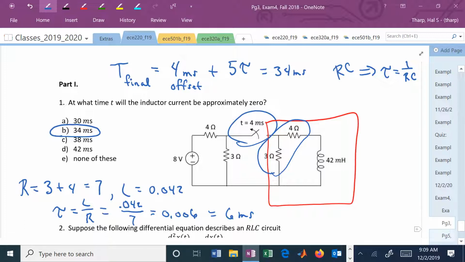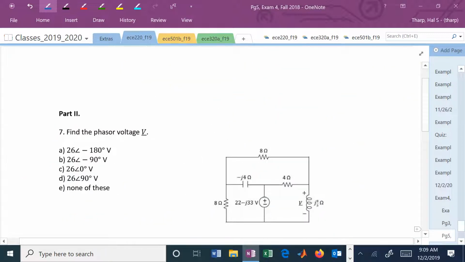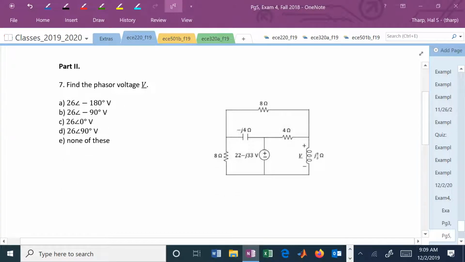Hopefully I have this organized. I said I was going to jump back and forth so that we didn't focus all of our attention on part 1. So let's now go to the first problem in part 2, which is problem 7, which is a phasor problem. So just be clear that you are going to have to play with complex manipulation or algebra with complex numbers.